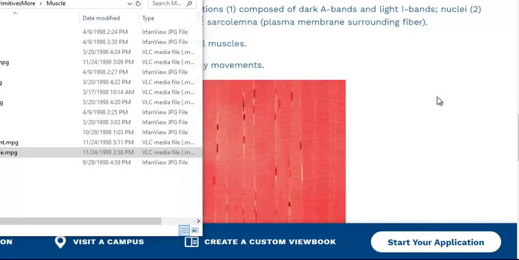Okay, is there anything over there? Frog muscle.